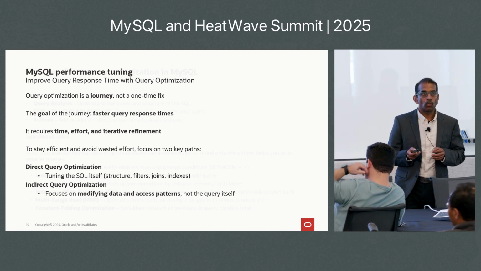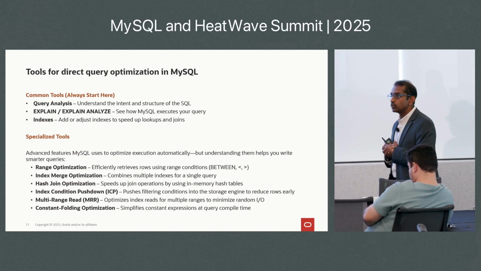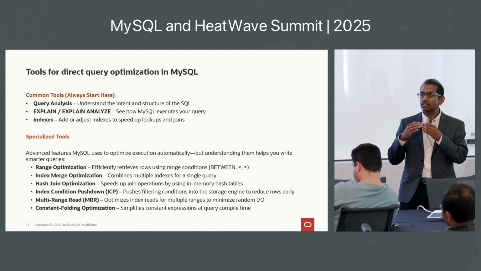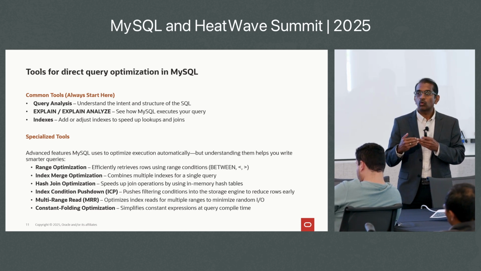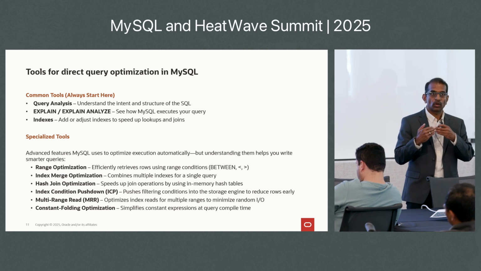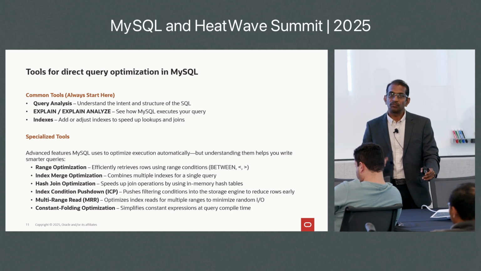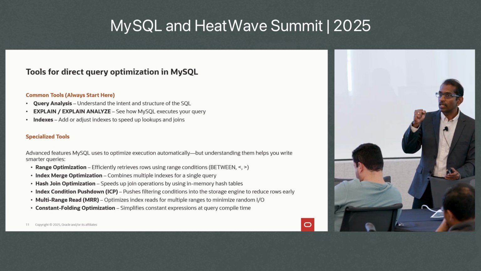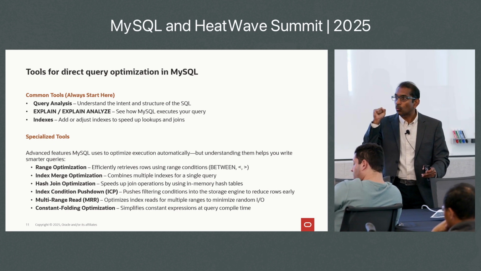So now let's go one by one and see what we can do for direct query optimizations, and what tools we have. The common tool is the query analysis methodology itself. What does query analysis mean? You need to understand how to interpret the query itself, right? What does the query do when you throw it into the database? How does it interact with the optimizer? What metrics can I read, and how can I read those metrics? For that, I need something like an explain plan or an explain analyze, which tells me what the query is trying to do, or what the optimizer is trying to do.